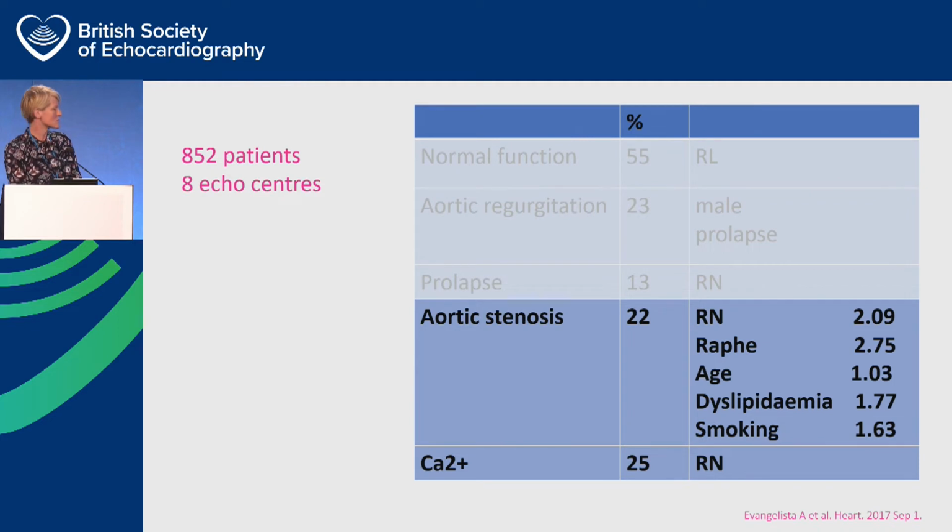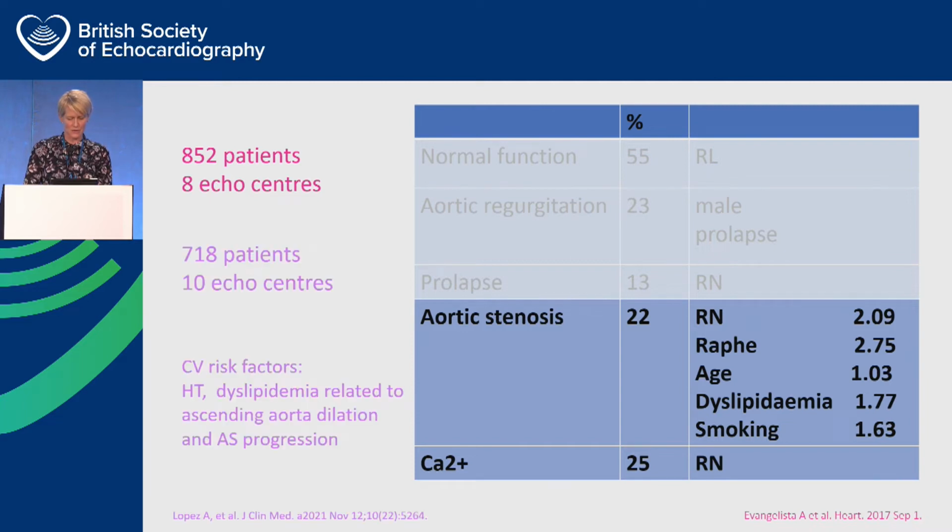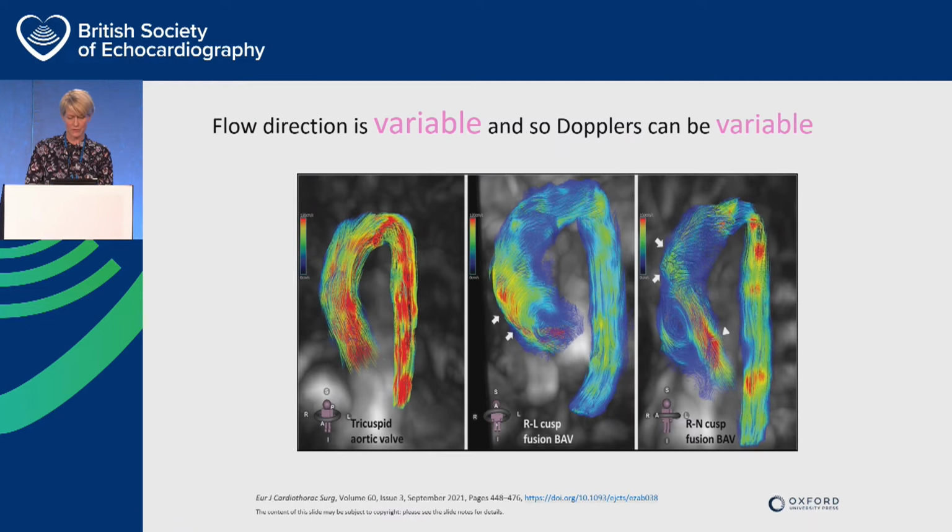But the interesting thing is the stenotic patients often had traditional risk factors. And again, from the same group, there is evidence now that if you relate those to the progression of disease, the stenosis and the aortic dilatation, it is related to hypertension, dyslipidemia and smoking. So if you can control the risk factors in those patients, you're doing them a favour.